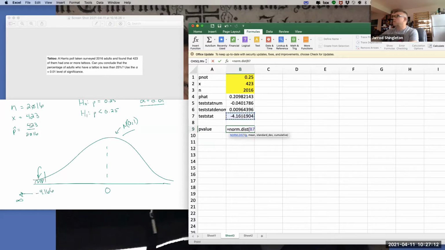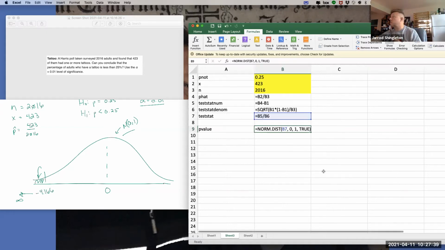Okay, so here's my test statistic. My mean is going to be 0. My standard deviation is 1. Cumulative is always true, not 0. Okay, that is an extremely small p-value. At any alpha, I'm probably going to reject the null hypothesis. So our conclusion here is to reject the null hypothesis and state that fewer than 25% of adults do have a tattoo. Thank you. Make yourself a template. It'll help you out.